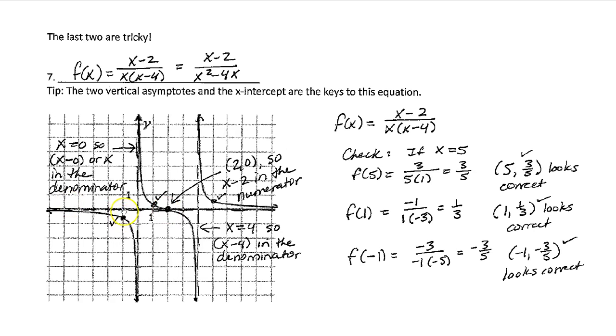Then I put in -1. When I put in -1, I should get a negative number between 0 and -1. So I put in -1, I got -3/5, and that also looks reasonable. So I think my equation is correct.